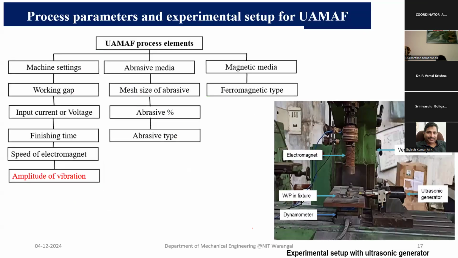So here also same thing. Some of the parameters are from the previous one only. Only one parameter changes here, which is the amplitude of vibration. All parameters are the same in the previous process and this process: the machining setup, that is rotational speed, working gap, speed of the electromagnet, finishing time, and current or voltage.